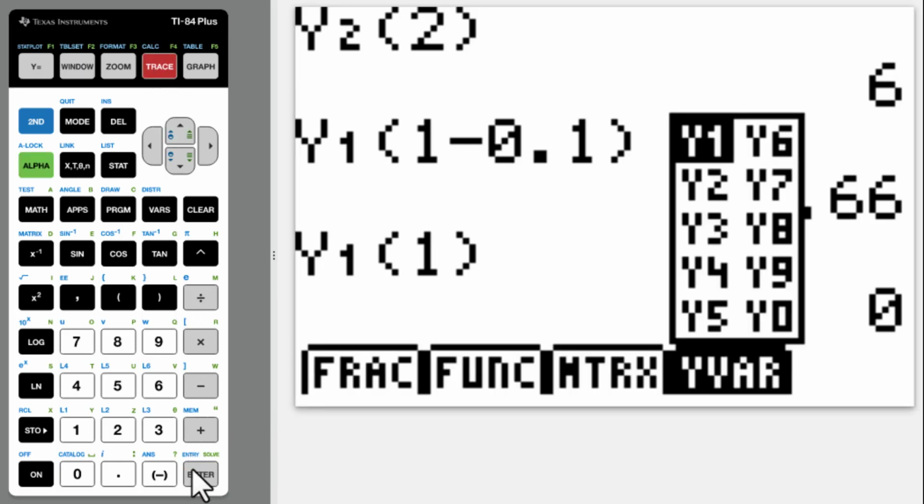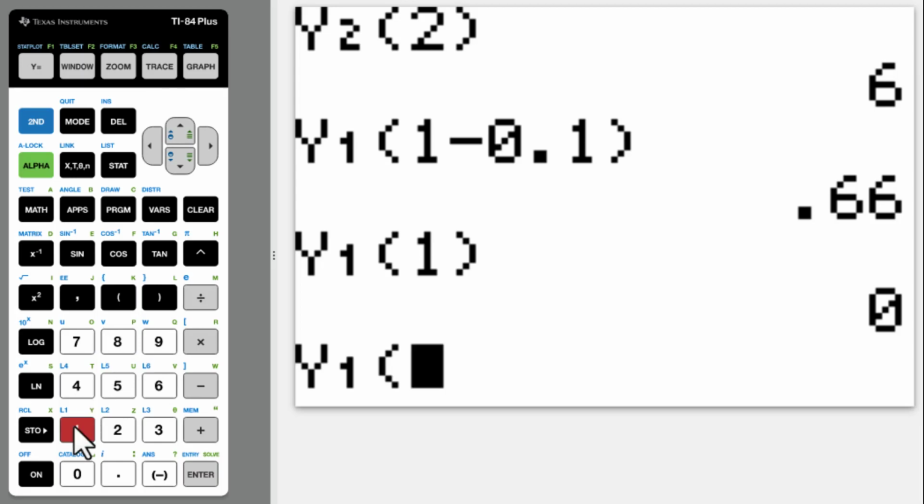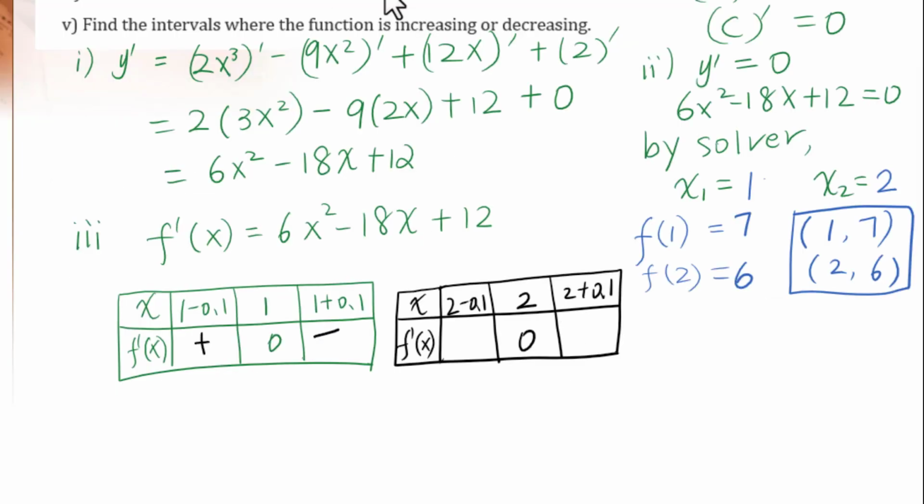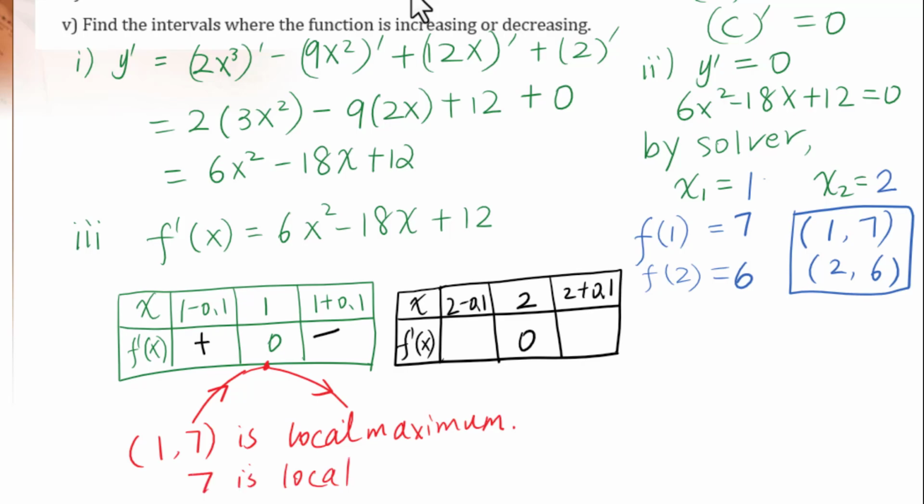Let's go to y1 of 1 plus 0.1. Positive, 0, negative. Then we can sketch the diagram. Positive means increasing function. Then it stops at x equals 1. Then decreasing. So 1, 7 is the local maximum point. In other words, 7 is a local maximum value.